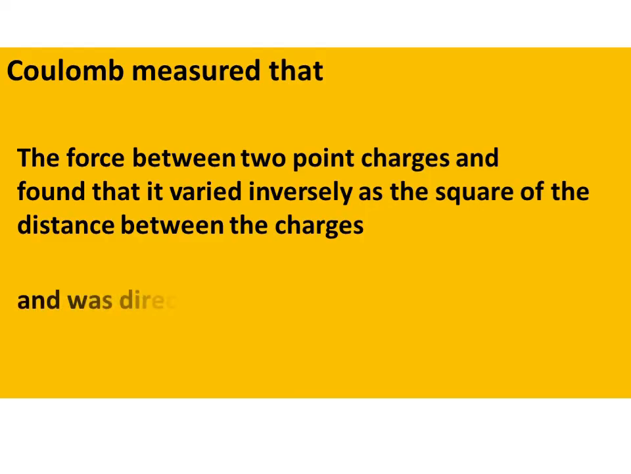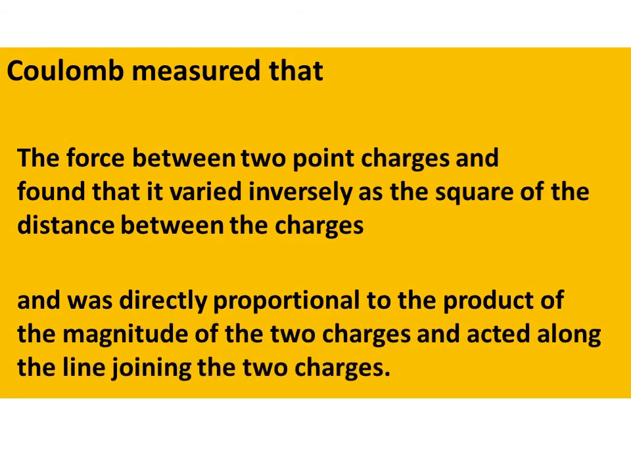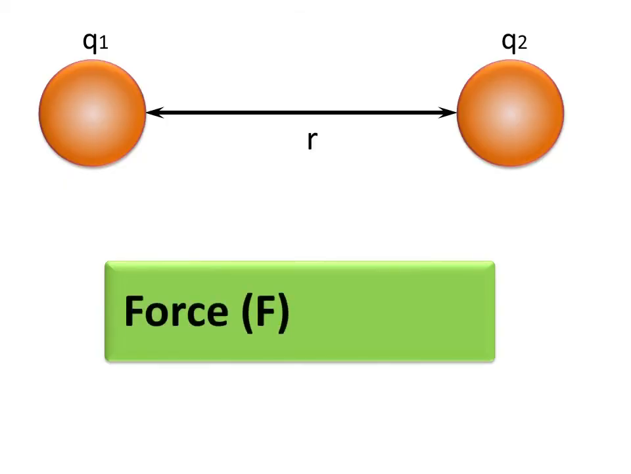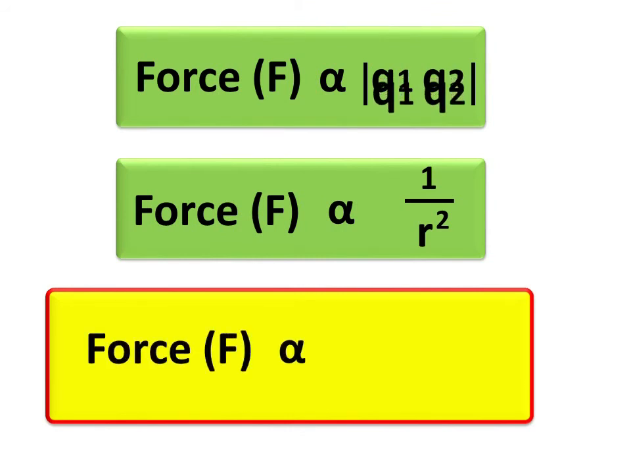And the next part, force was directly proportional to the product of the magnitudes of the two charges. Here we are considering the magnitudes of the two charges. The force is directly proportional to the product of the two charges' magnitudes, and this force is always along the line joining the two charges. From these two relations, we can write force is proportional to the magnitude of Q1 Q2 divided by r square.